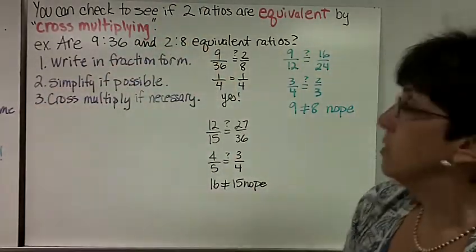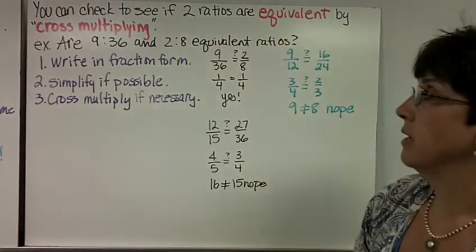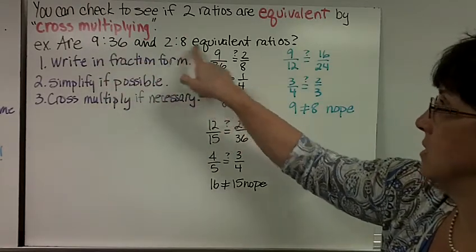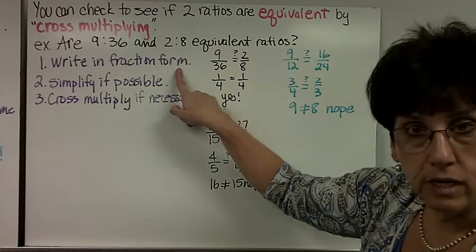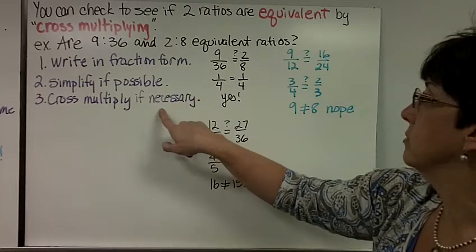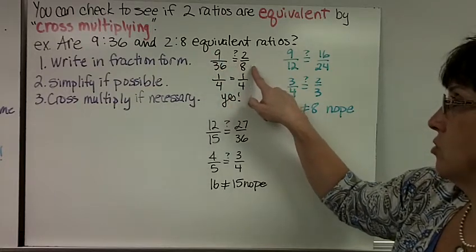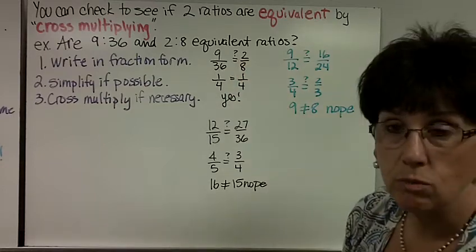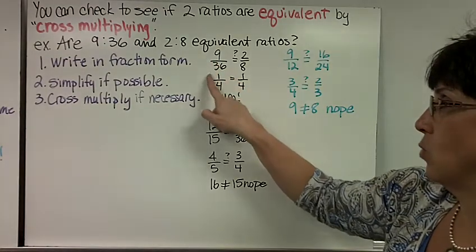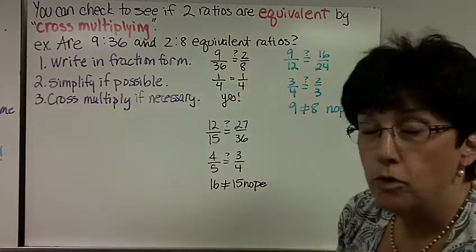You can check to see if 2 ratios are equivalent, and you know that means equal, by cross multiplying. For example, are 9 to 36 and 2 to 8 equivalent ratios? Well, write it in fraction form, simplify if possible, and then cross multiply if necessary. So I'm going to say, is 9 to 36 equal to 2 to 8? And I put an equal sign with a question mark above it. You'll see that sometimes in books. I'm going to divide 9 and 36 by 9 and get 1 over 4. I'm going to divide 2 and 8 by 2 and get 1 over 4. Are 1 over 4 and 1 over 4 equivalent?